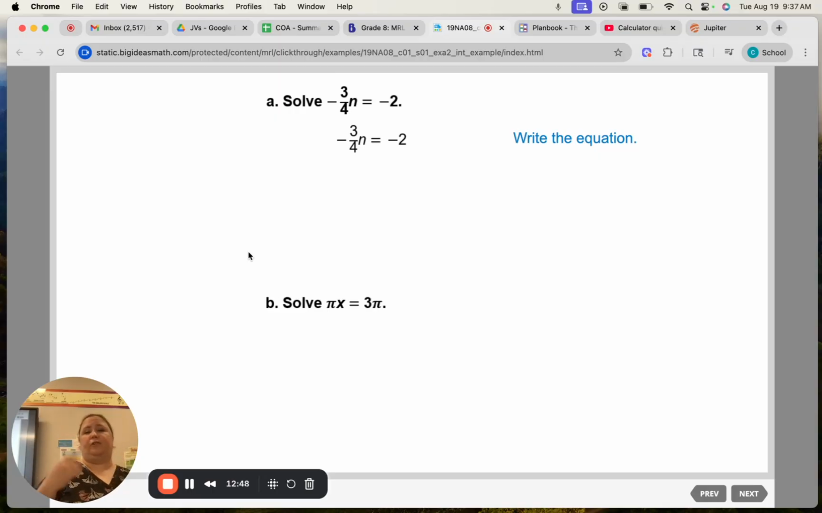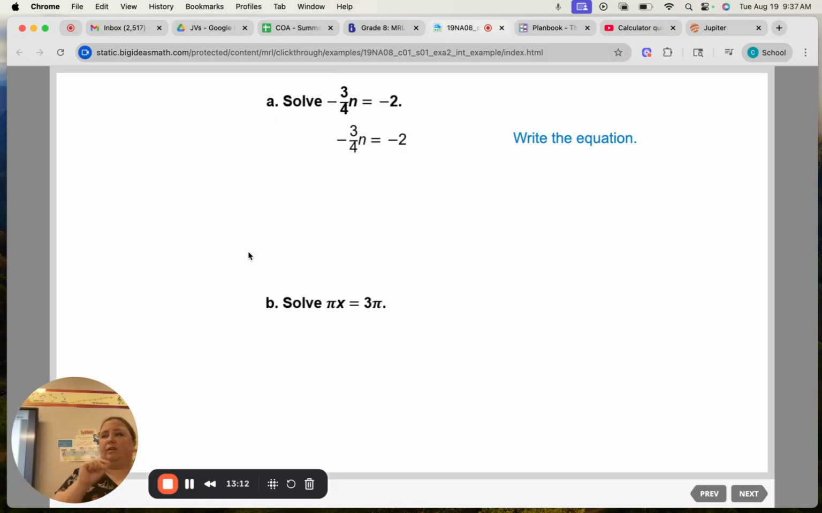All right, so for the first problem, rewrite it. Negative 3/4 n equals negative 2. What's my variable? N. How do I get it by itself? You multiply the negative 3/4 by, and then you have to change it to 4/3. Very good. So you are correct. Let me explain to you why you're correct.